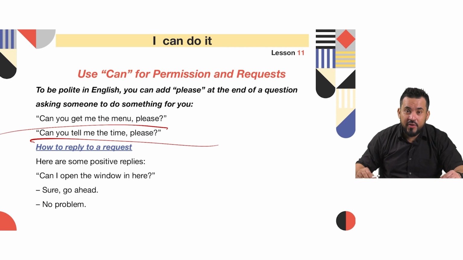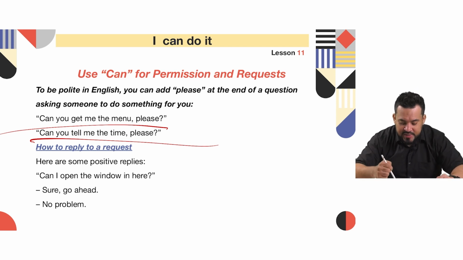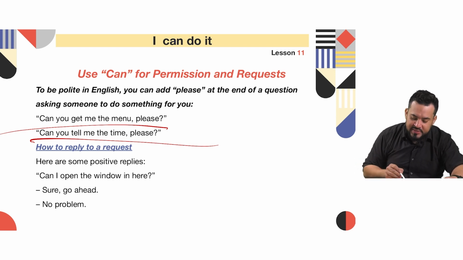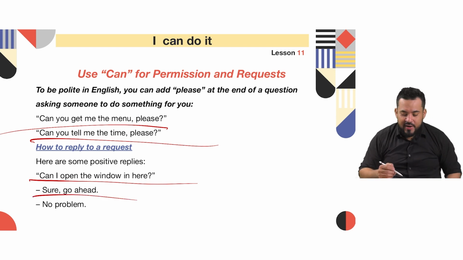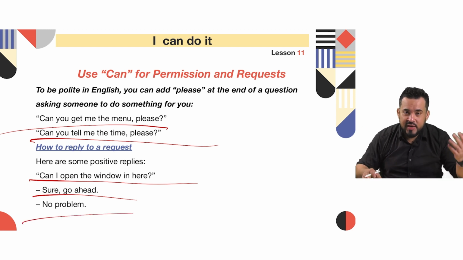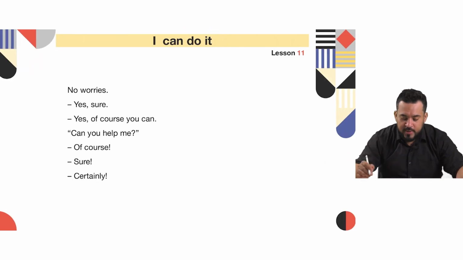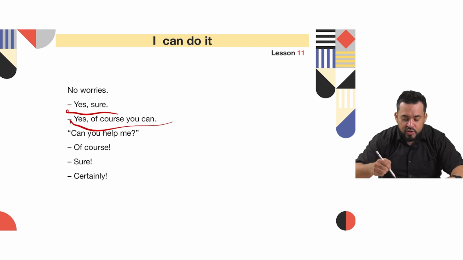How to reply to a request. You can say, for example, if somebody says, can I open the window in here? Sure, go ahead. That is positive. No problem. Still positive. It means, yeah, no problem. Go ahead, open the window. Okay? No worries. That means still, no problem. Go ahead, open the window. Yes, sure. Yes, of course you can.